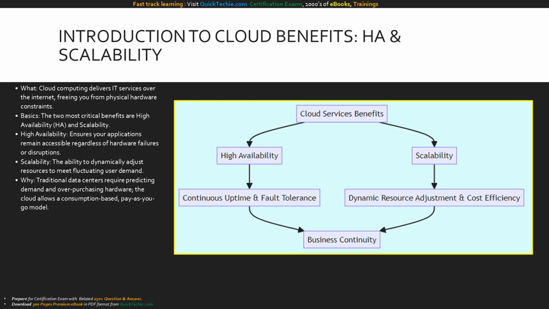On the right side, scalability flows into dynamic resource adjustment and cost efficiency. This highlights how the cloud automatically matches your infrastructure to your current user demand, meaning you are not wasting money on idle servers. Ultimately, both of these pathways converge at the bottom into a single, critical goal: business continuity. Whether you are protecting against a sudden server crash or a massive, unexpected spike in customer traffic, both high availability and scalability work together synergistically to ensure your business operations never miss a beat. They are truly two sides of the same coin.